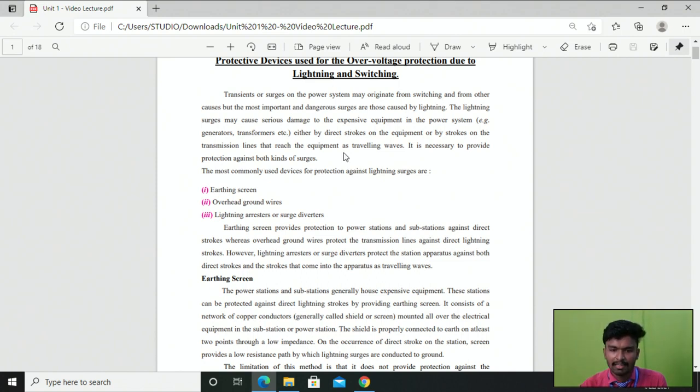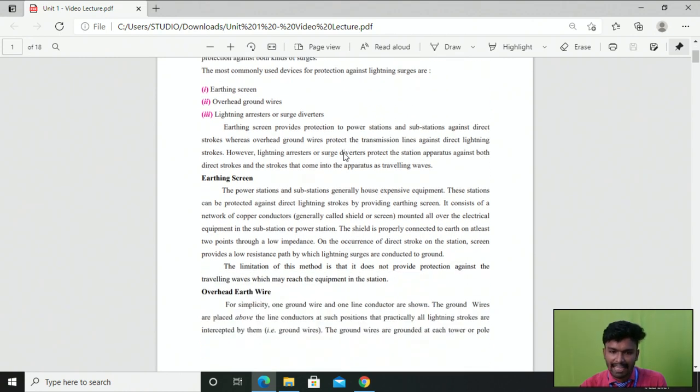The most commonly used devices for protection against lightning surges are, first, the earthing screen; second, the overhead ground wire; and third, the lightning arrester, also called a surge diverter. Let us discuss each device one by one in detail. First of all, we will just overview these devices.